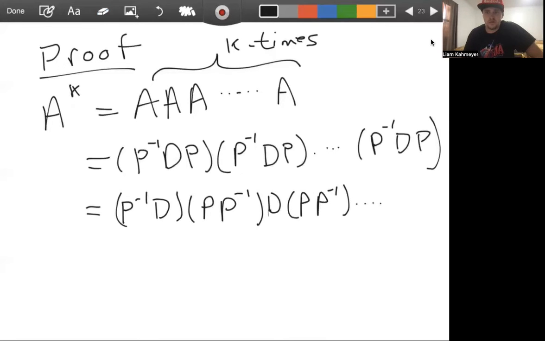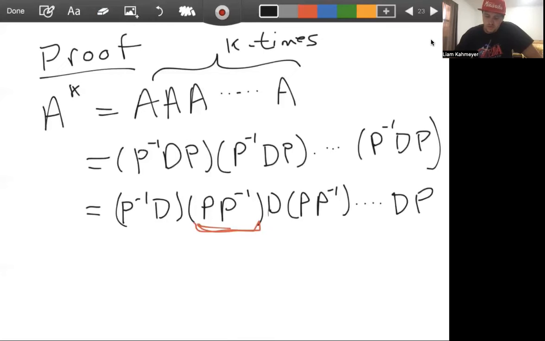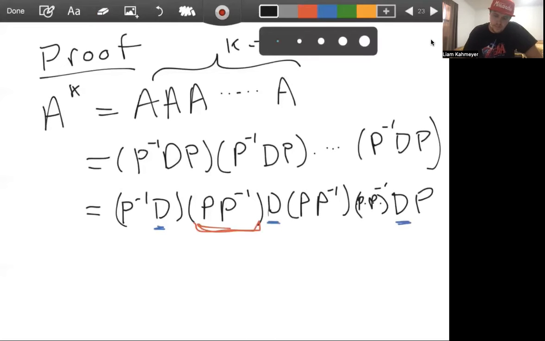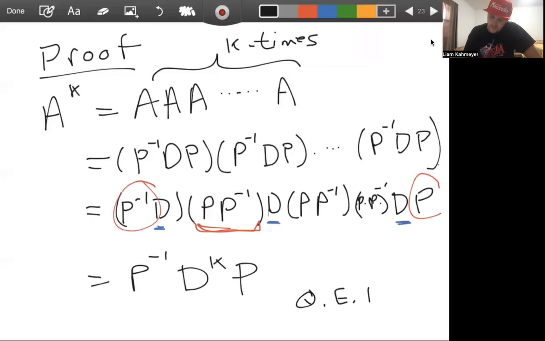Well, then what happens to this product when you regroup this way? It kind of telescopes. All of these P times P inverse simplify to the identity, and then the product terminates with D P, where there was a P inverse just before it. And what are you left with after the simplification? You're left with k copies of the diagonal matrix, and you're also left with the very first and the very last factor, which is P inverse D to the k P. QED.